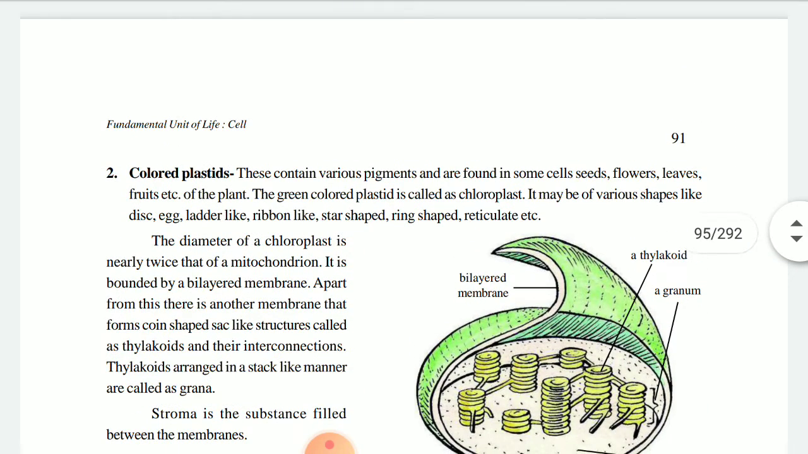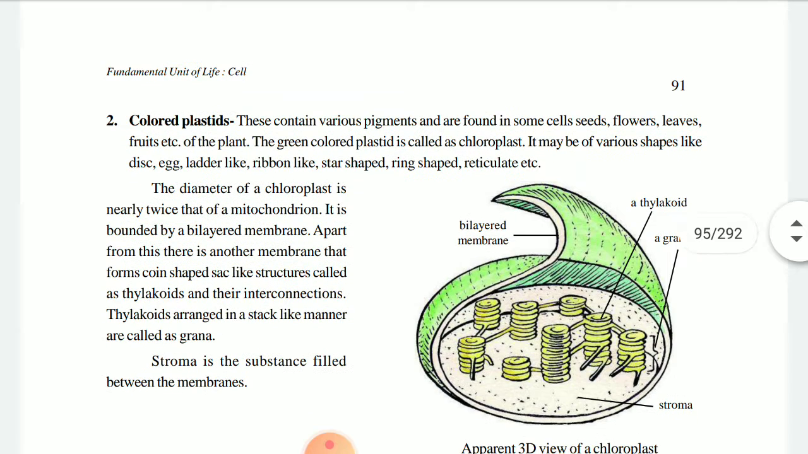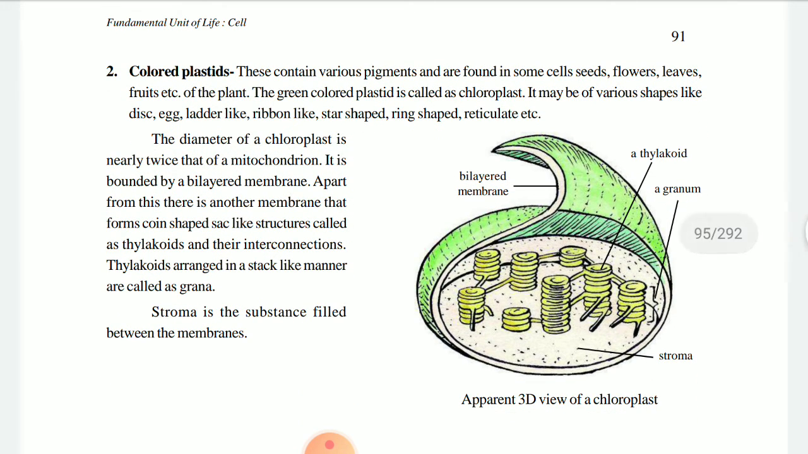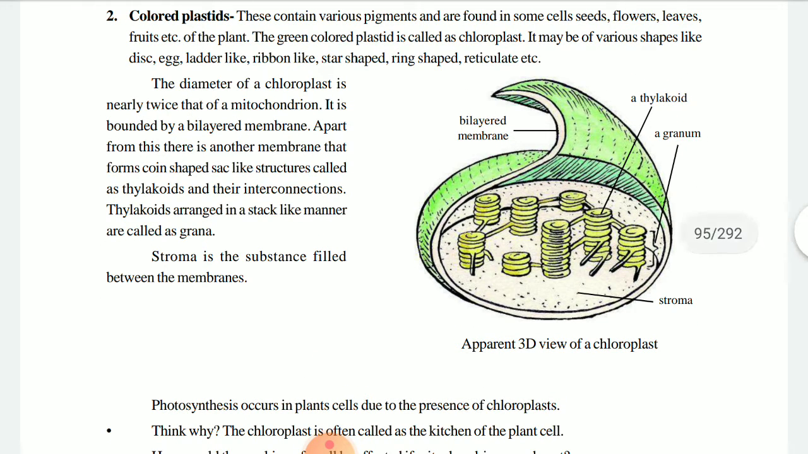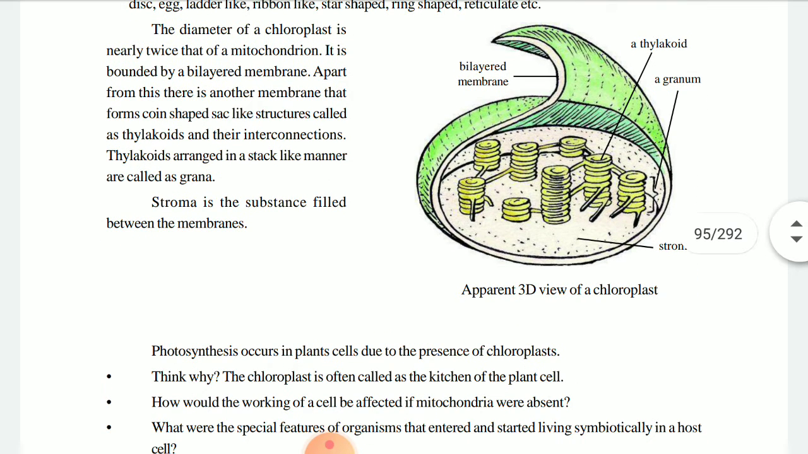Then the colored plastids are responsible for the colorful pigments, such as those present in flowers and leaves. Various shapes are there: it may be ladder shape, ribbon shape, star shape, and so on. This chloroplast is generally responsible for photosynthesis, and it is also a bilayered membrane. And so many coins are arranged here, as you can see. This coin-like structure is known as your grana, okay, and a single unit is your thylakoid.